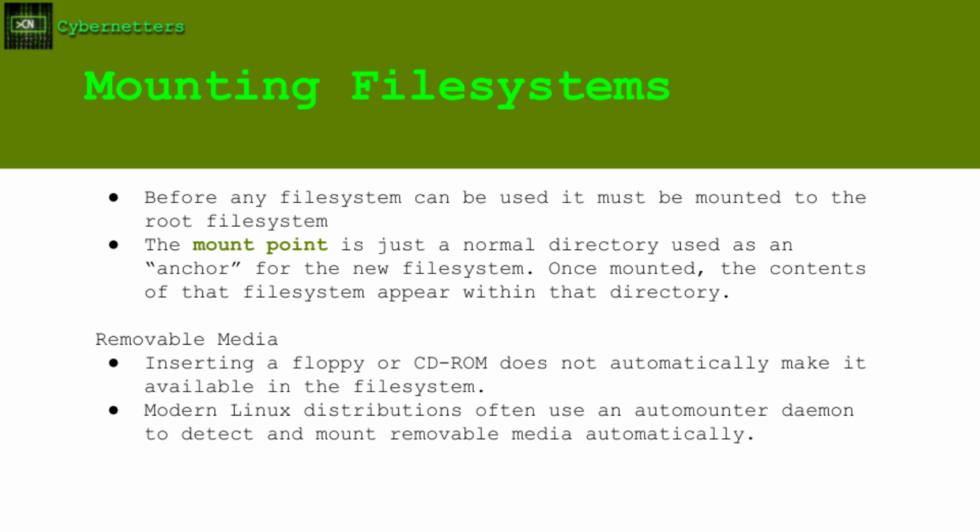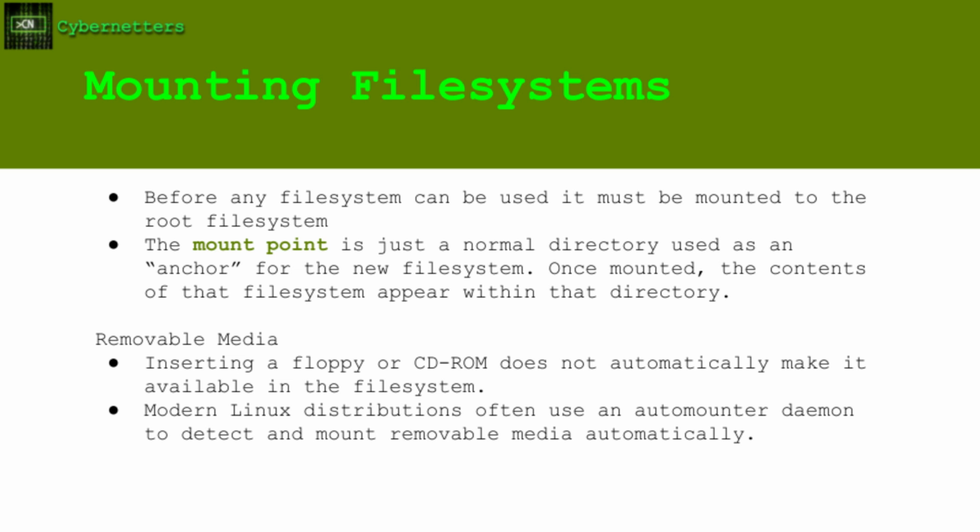Before you can use a file system, you have to mount it. Think of mounting like plugging in a USB drive. Until the system recognizes it, you can't access the files inside. The mount point is just a regular directory that acts as an anchor for the file system. Once mounted, all of the files inside that file system appear inside that directory.